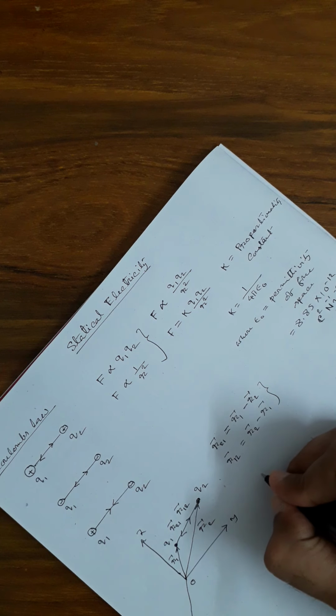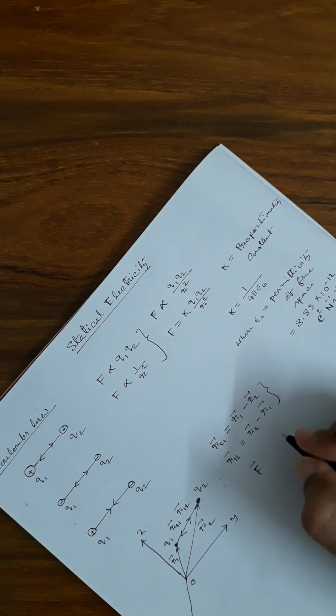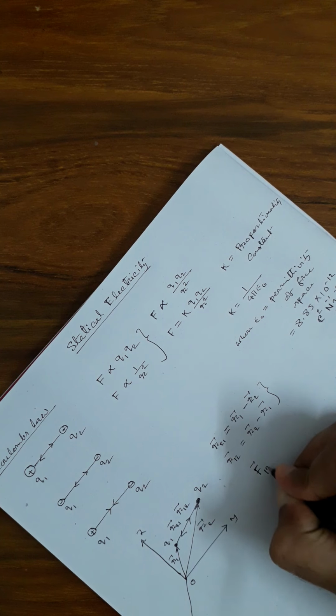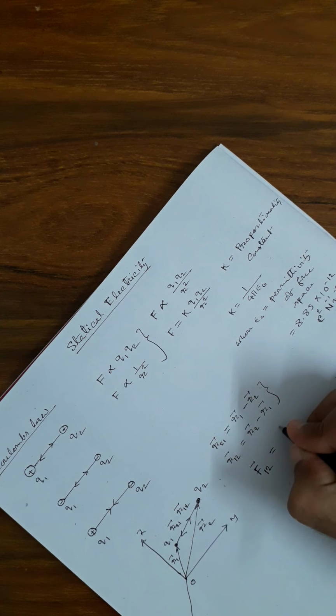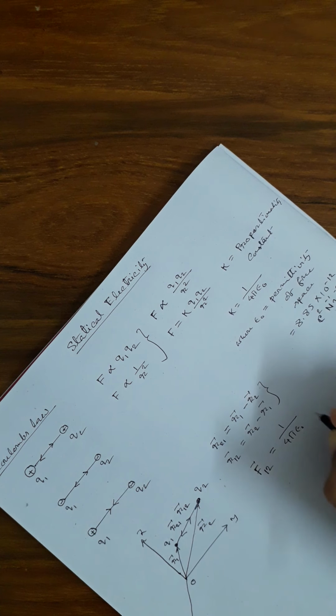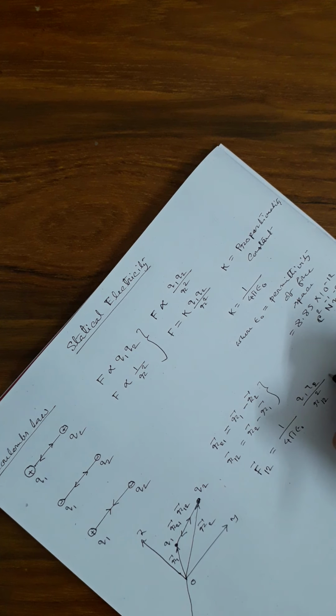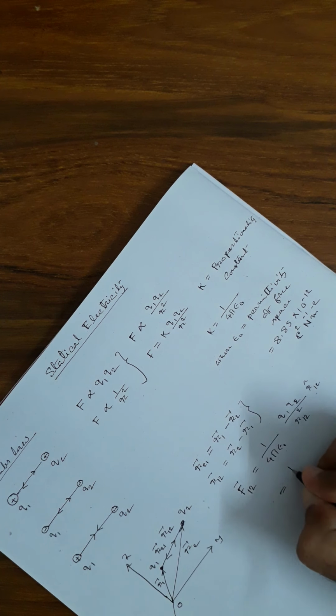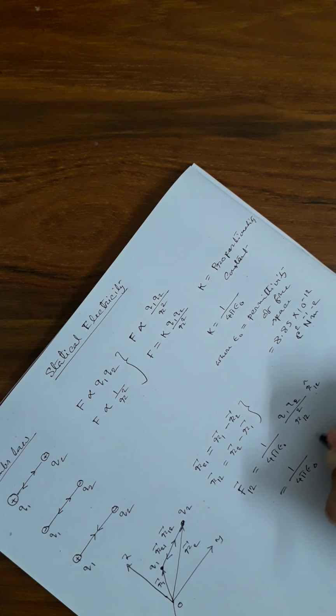Now in vector notation, Coulomb's law will be F12 is equal to 1 by 4 pi epsilon 0 q1 q2 by r12 square into unit vector r12. In other notation, 1 by 4 pi epsilon 0 q1 q2 by r12 cube into vector r12.